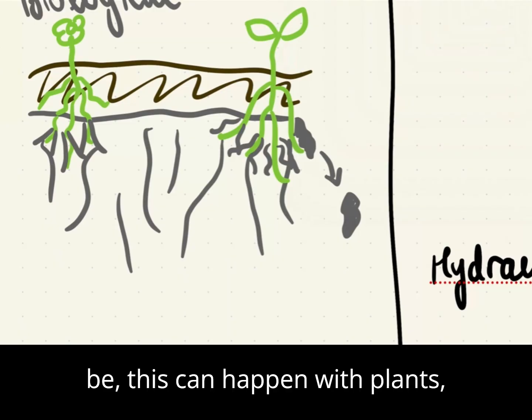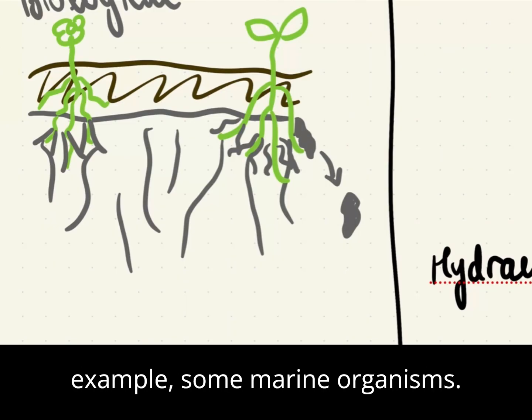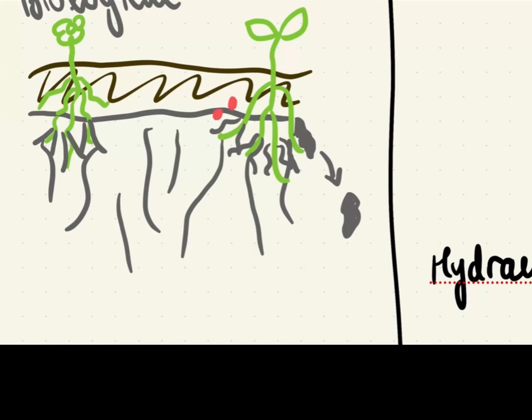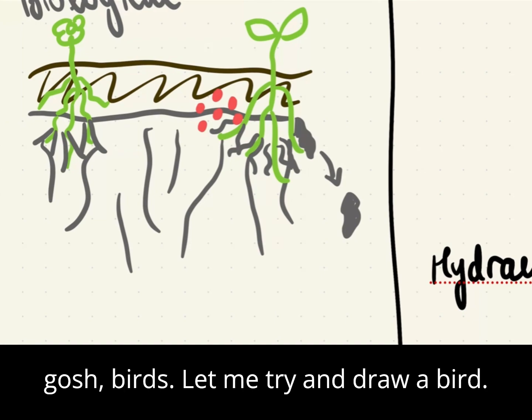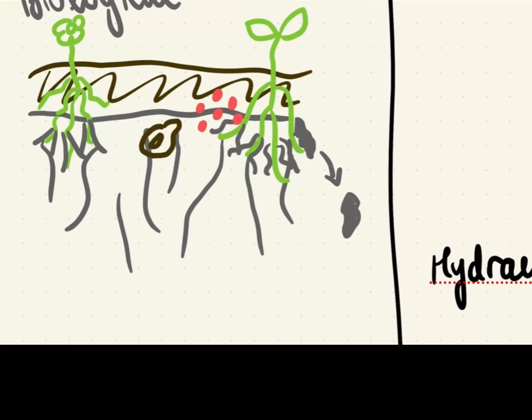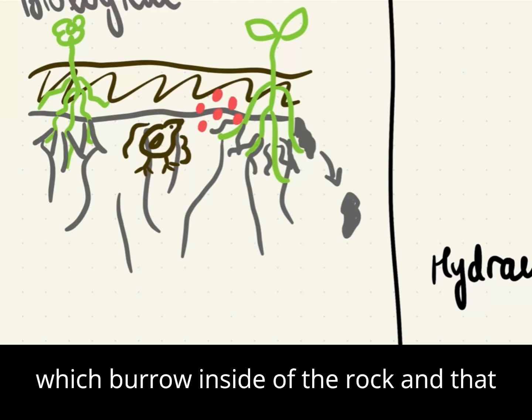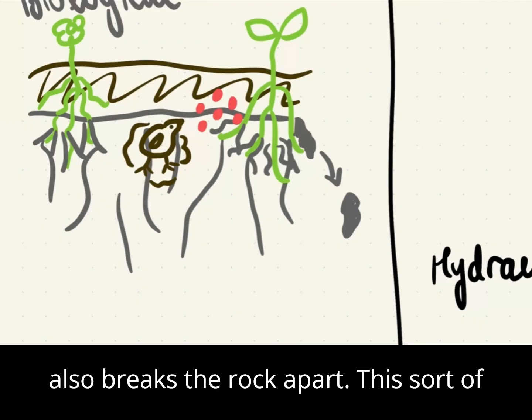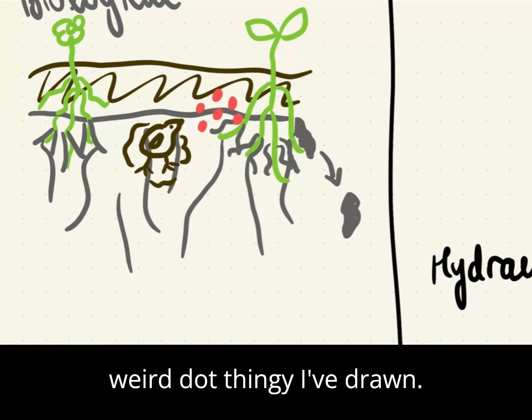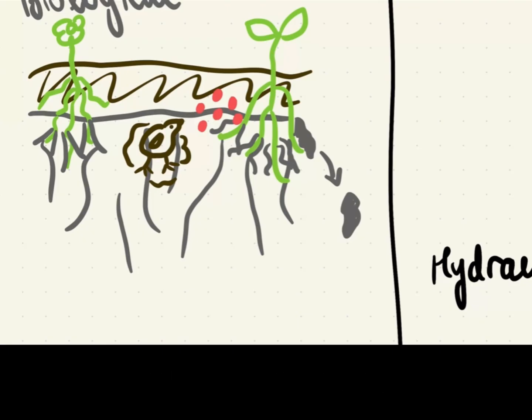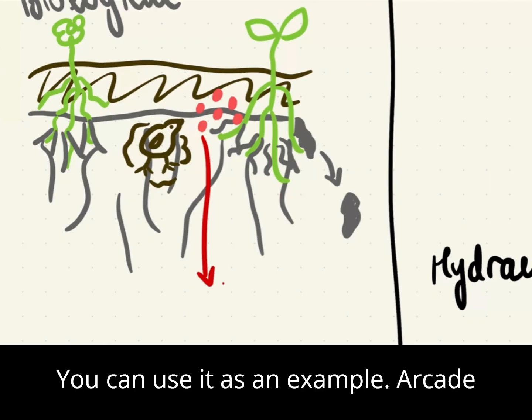This can happen with plants, but it could also happen with, for example, some marine organisms which burrow inside, or creatures like, oh gosh, birds. Let me try and draw a bird. That is interesting. Little birds which burrow inside of the rock, and that also breaks the rock apart. This weird dot I've drawn, you can use it as an example.